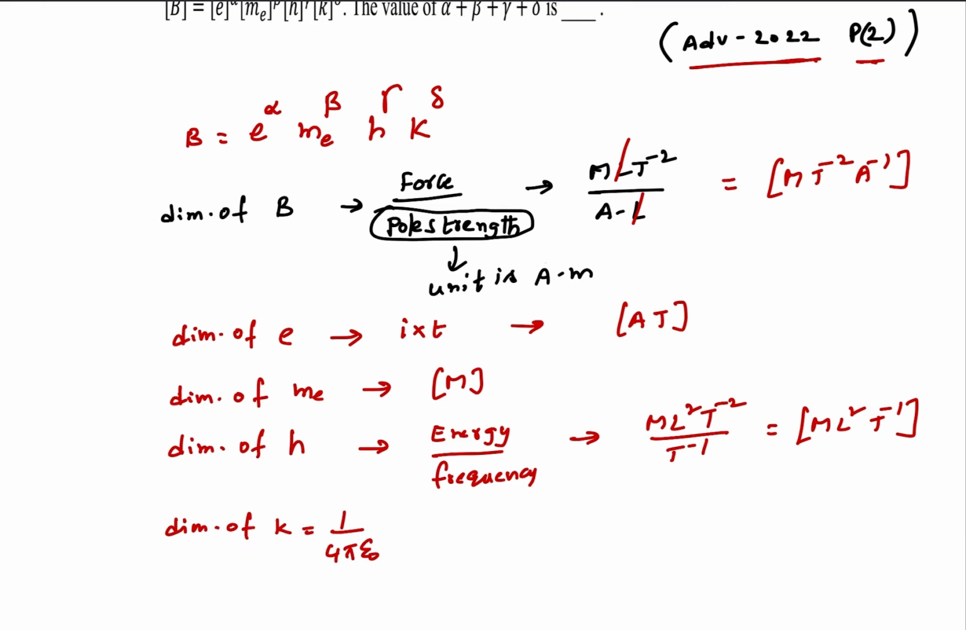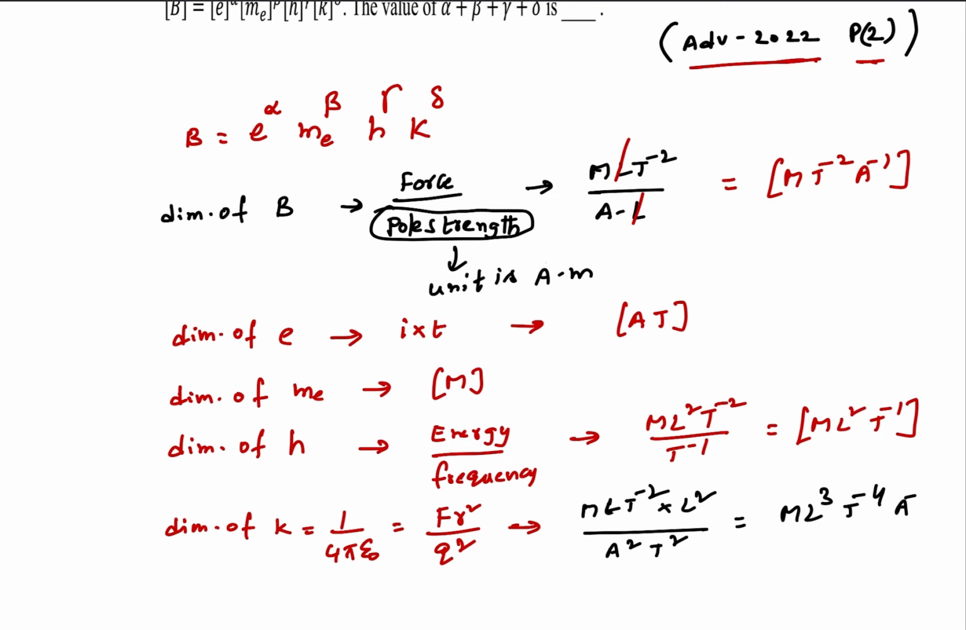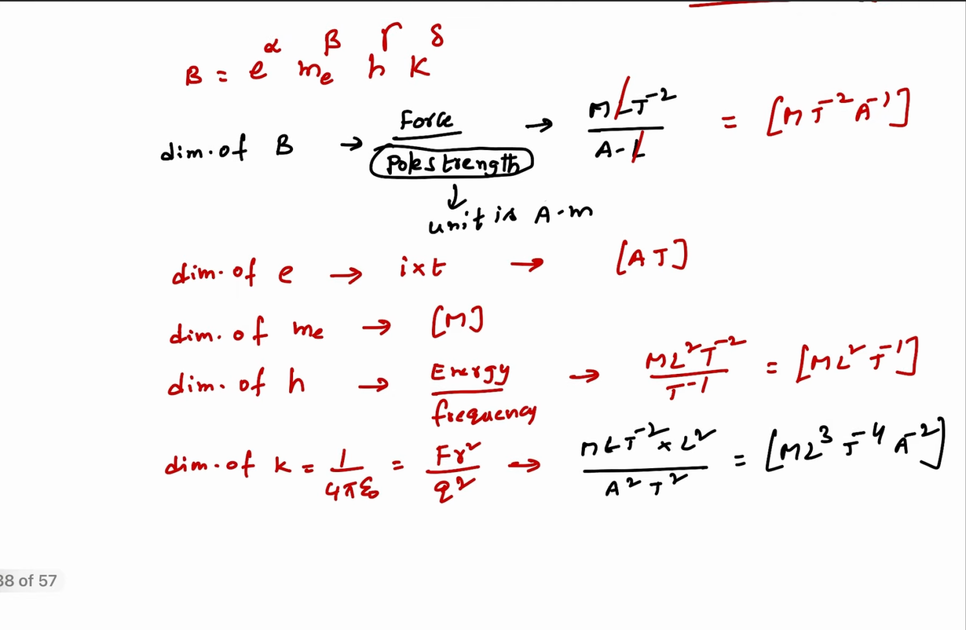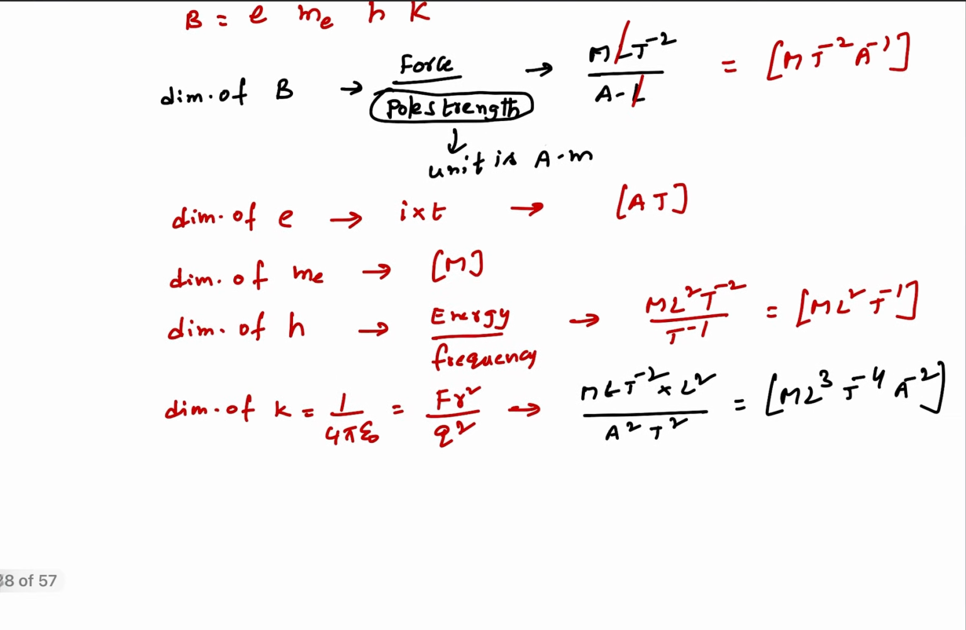Last one is dimension of k. They have given k as 1 by 4 pi epsilon naught, that is also equal to F into r square divided by q square. The dimensional formula of force is M L T power minus 2, into L square, whole divided by q square, which is A square T square. You can get the value as M L cube T power minus 4 A power minus 2. This is the dimensional formula of k.